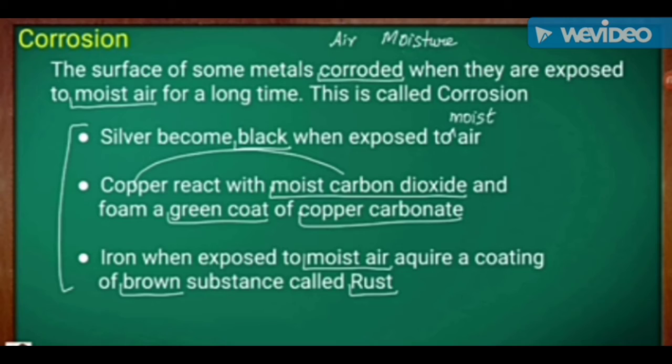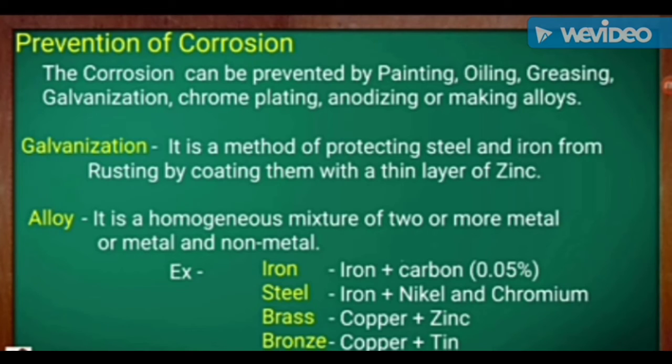From the above 3 points, we come to a conclusion that corrosion occurs due to moist air, moist carbon dioxide, that is moisture. If a metal is exposed only to air, corrosion doesn't occur. In the same way, if metal is exposed only to moisture, corrosion does not occur. When metals are exposed to both air and moisture, corrosion occurs. Let's move to the prevention of corrosion.